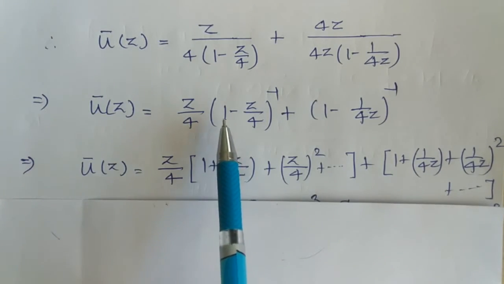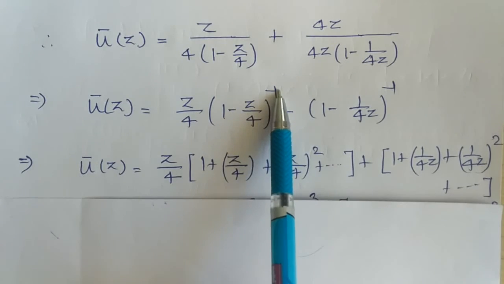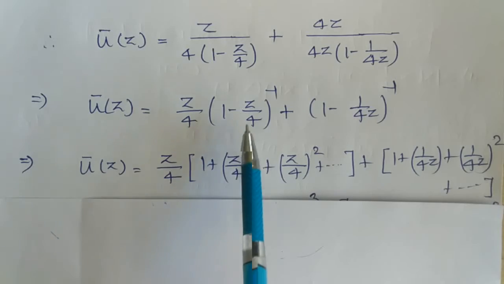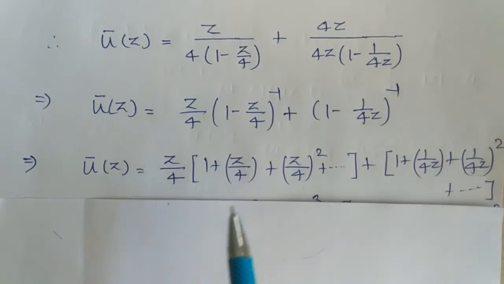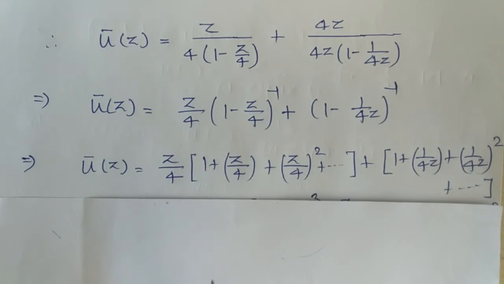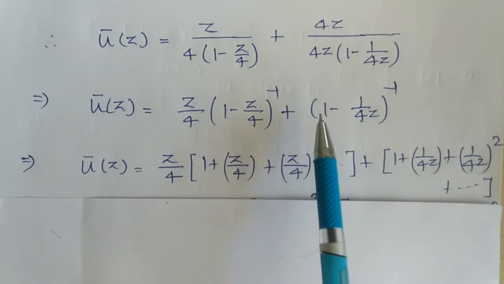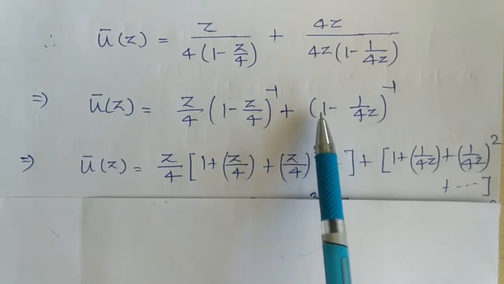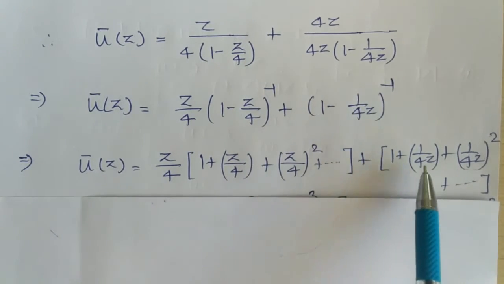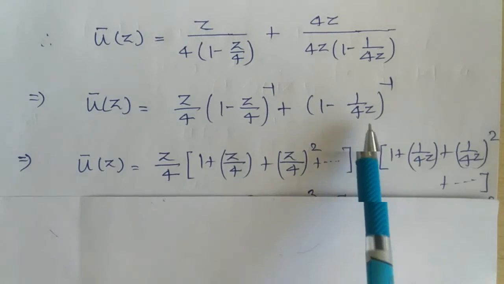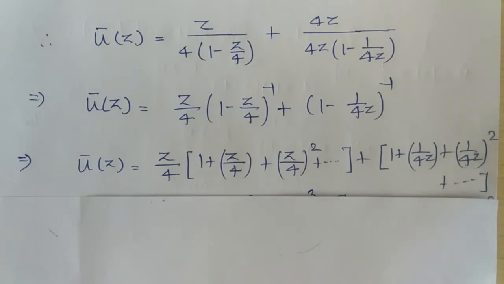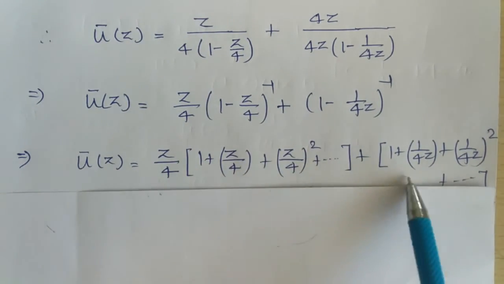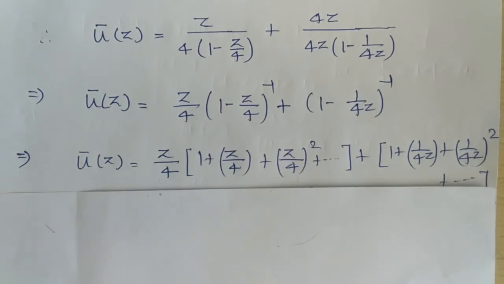Now the binomial expansion of (1 minus x) whole inverse is 1 plus x, where x is z by 4, plus x square, z by 4 whole square, plus x cube, z by 4 whole cube, and so on, plus, again the binomial expansion of (1 minus x) whole inverse is 1 plus x, where x is 1 upon 4z, plus x square, that is 1 upon 4z whole square, plus x cube, and so on. So these are the binomial expansions of these two functions.